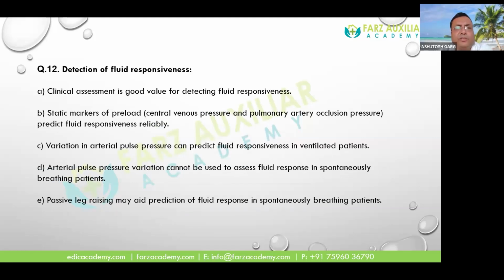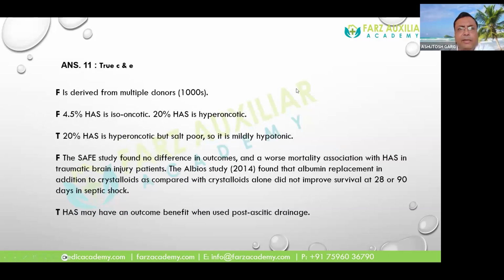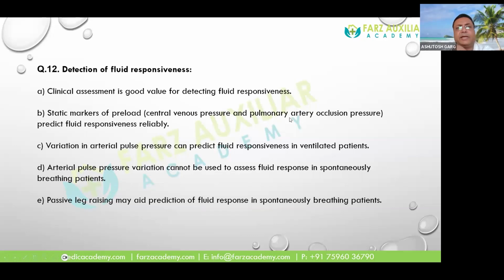Then detection of fluid responsiveness. Clinical assessment is of good value for detecting fluid responsiveness. Static markers of preload. Sorry, I have to go back and tell you that albumin is derived from multiple donors. Indications of human albumin solution are three class 1 indications. One is HRS, hepatorenal syndrome. Another is post-ascitic drainage. Third is SBP, spontaneous bacterial peritonitis. Then we will move on to the next question.